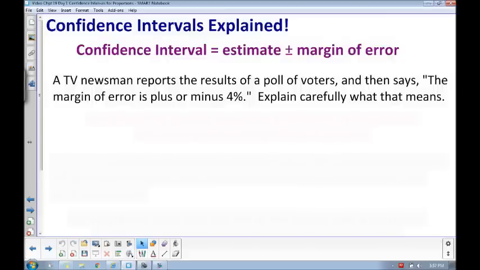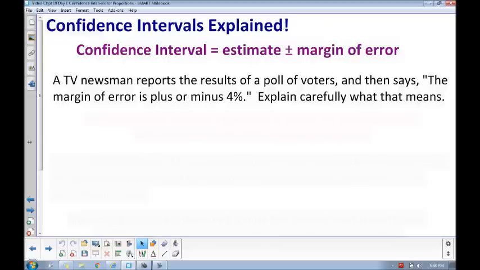All right, so in a nutshell, a confidence interval starts with your estimate. Okay, this is huge. The confidence interval starts with your estimate, the statistic that you gathered from your sample. And it adds and subtracts to that what we call a margin of error. So I don't know if you watch the news very often, but the TV news guys always say the margin of error is plus or minus 4%.